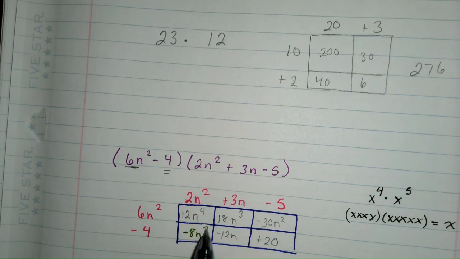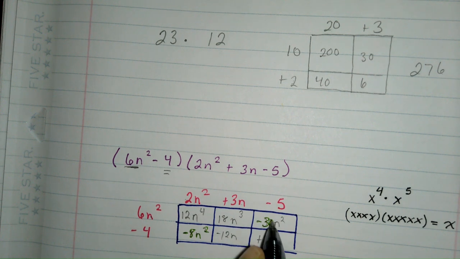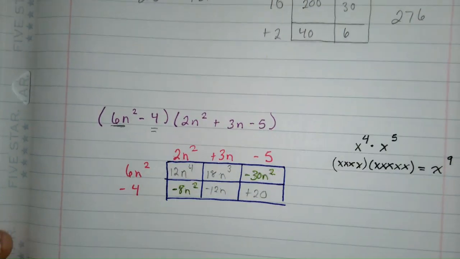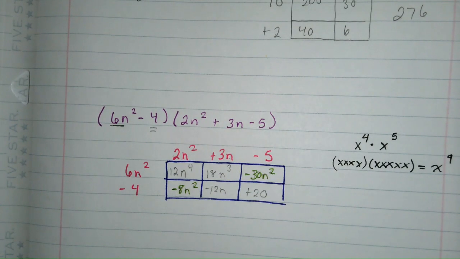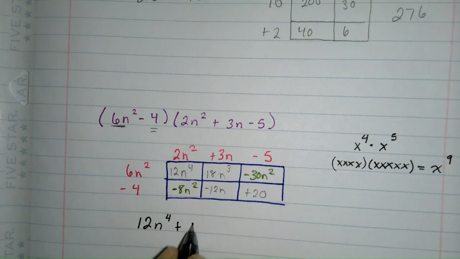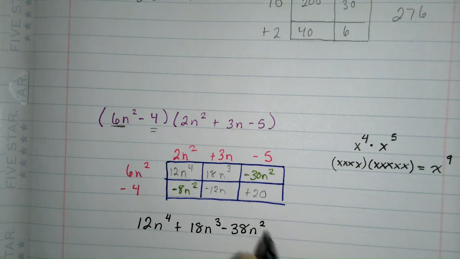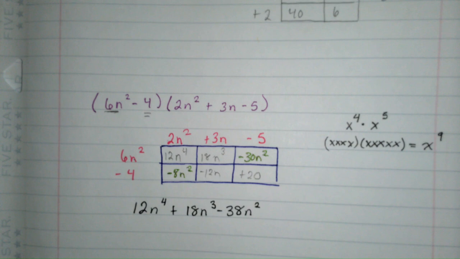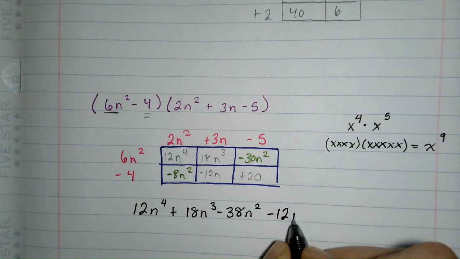Negative 8n squared and negative 30n squared have the same power or the same degree. All the others have different degrees, so the only ones that are getting combined in this particular problem are the ones that I've highlighted in green. So we'll have our 12n to the 4th plus 18n cubed minus 38n squared. So the only way to change your exponent is by multiplying or dividing. When you add like terms, you're changing your coefficient. So be careful, you know the rules on that.